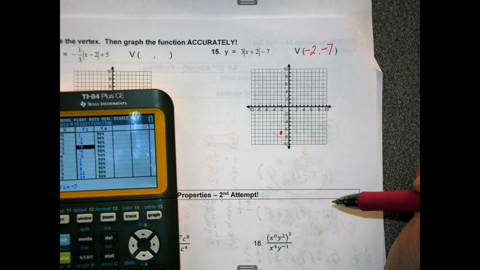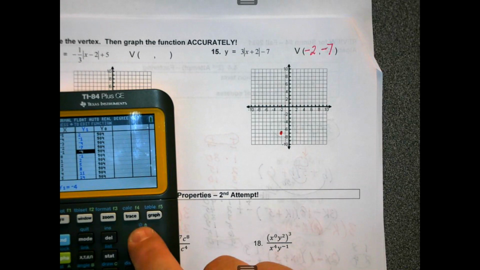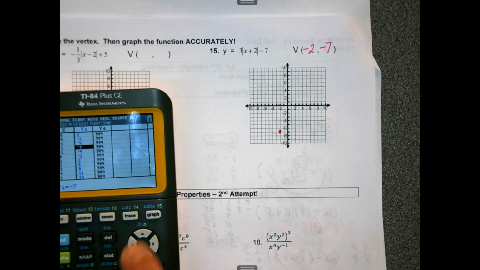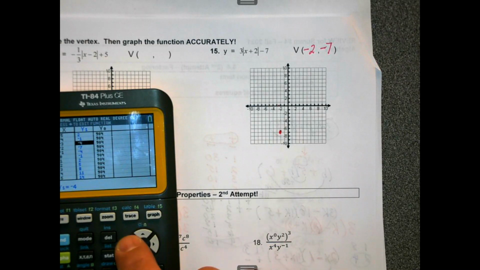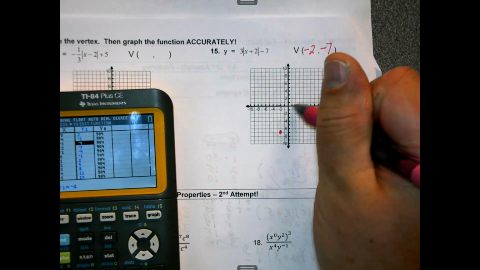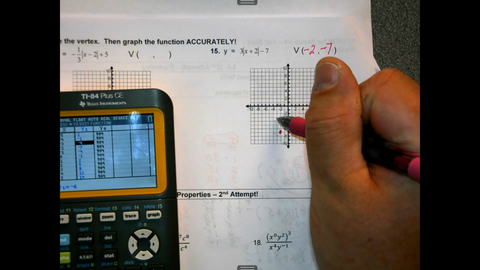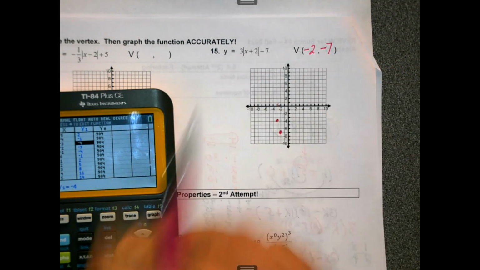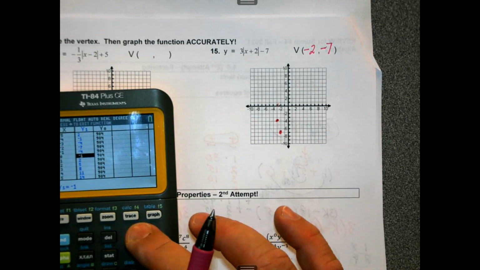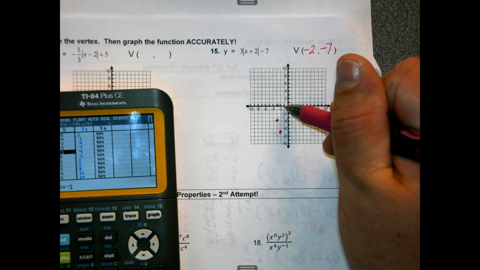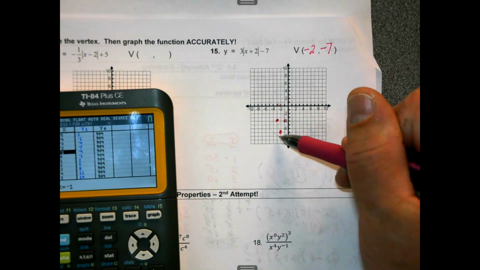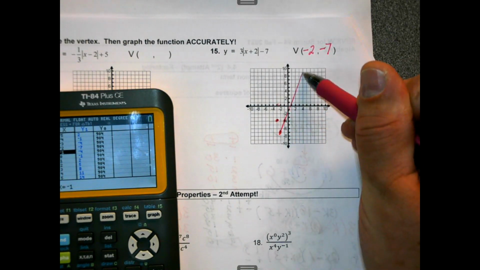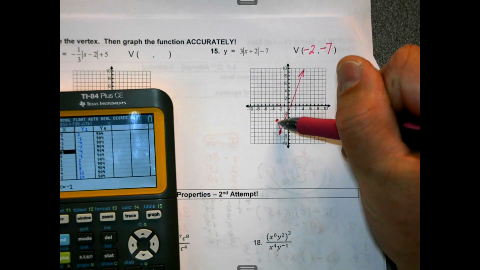Why does the 4 repeat? See how the -4 repeats? Oh, I was on the wrong one. So I know that this is my vertex. Then I'm going to plot 2 more points. I'm going to use -3, -4 and -1, -4. So there's my V. See how my slope changed? It made it stretch, skinnier.